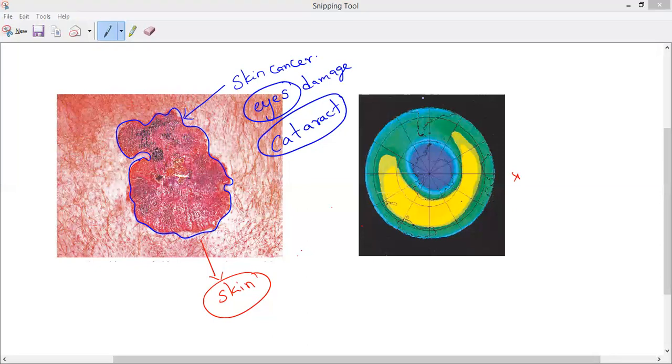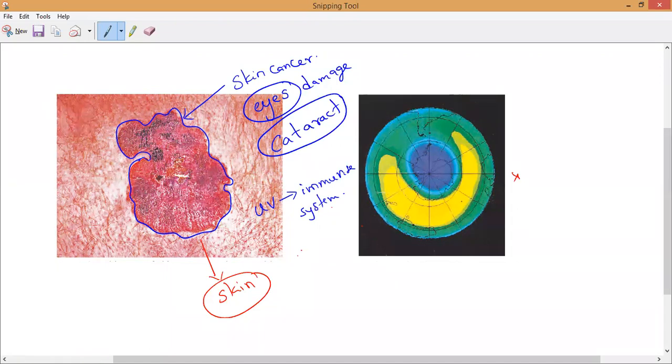In the same way, if we take the major problems, skin cancer is the common problem. Next, cataract, and the main thing, this UV light, if it reaches the earth, will damage our immune system. Do you understand? It will affect very adversely by lowering the body's resistance, and it will cause us disease always.